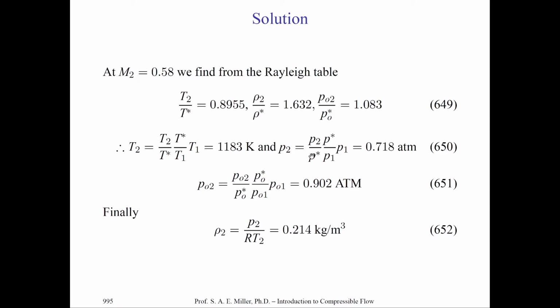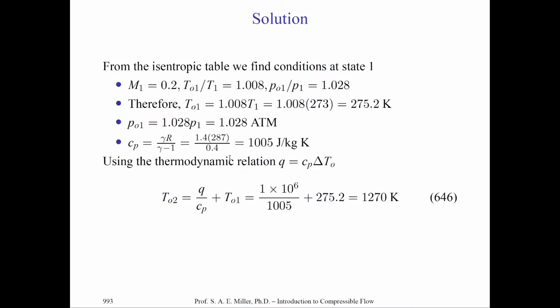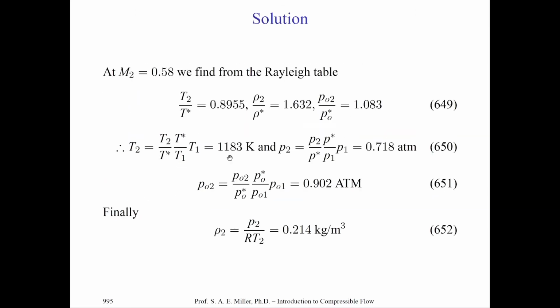Once again, we can do fractions to find T2 and P2 respectively, and you'll find that we know T2 over T star and T star over T1 times T1, which is given in the problem, and multiplying through, you'll get 1,183 Kelvin. You can do the same operation for the pressure, and you'll get 0.718 atm. How did the pressure change in the flow? It went down, of course, with increasing heat transfer in the subsonic flow, which makes physical sense. And indeed, the static temperature went up from, of course, an initial temperature of 273 Kelvin. So we went all the way to 1,183 Kelvin, which makes sense, of course, because we've added a lot of heat to the system.